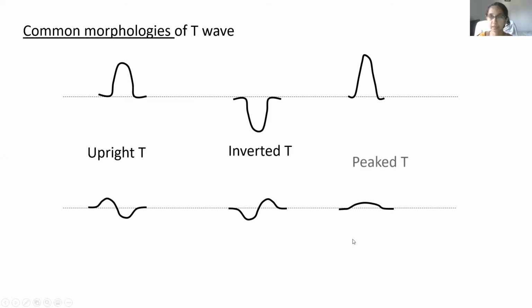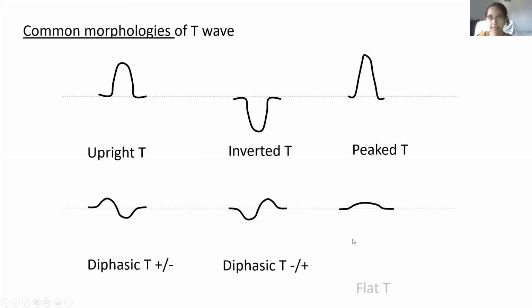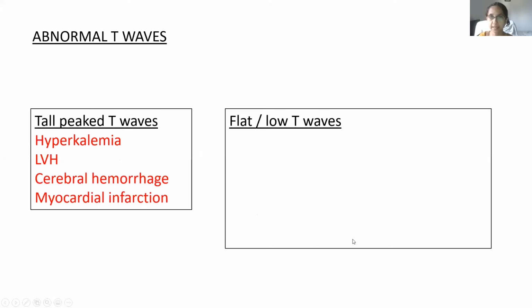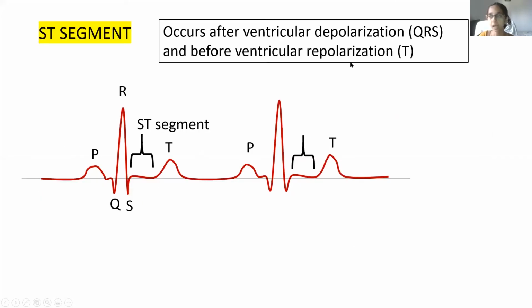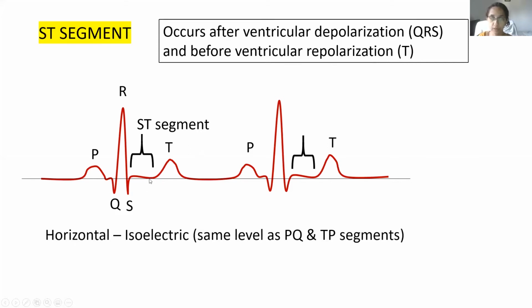Now we will start with the next thing, which is the ST segment. So the ST segment is the end of the S to the beginning of the T. And this ST segment is usually isoelectric. Isoelectric means what? It is in the same level of the PR interval and the TP segment.